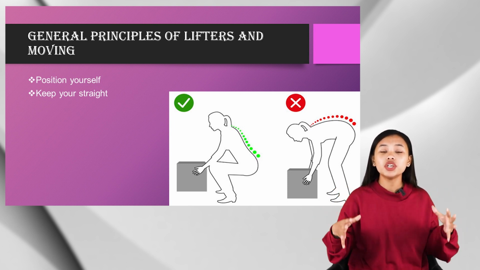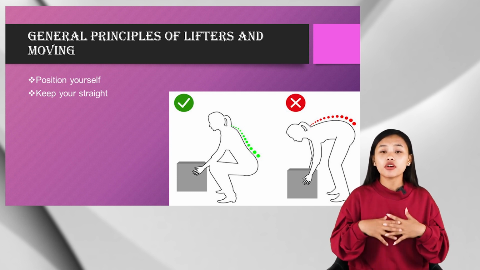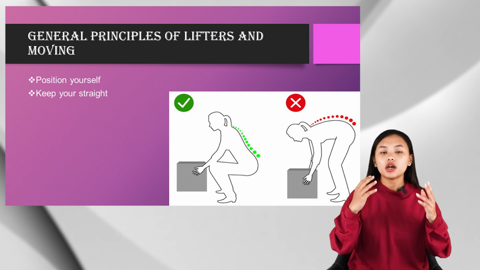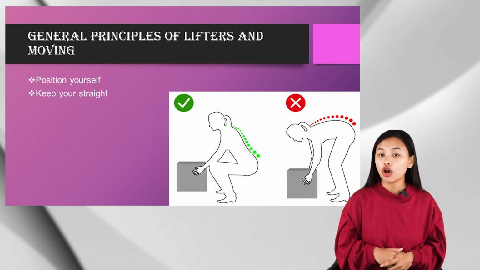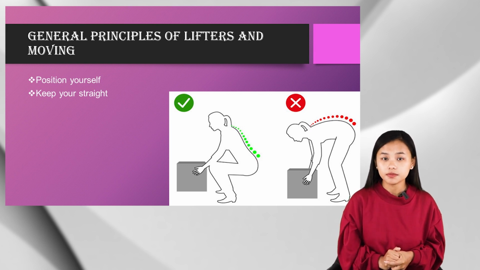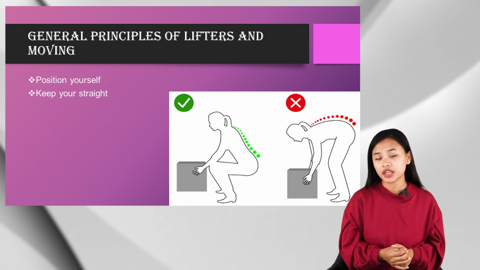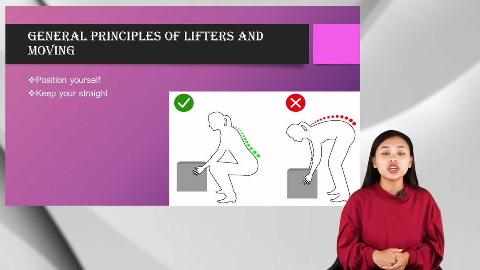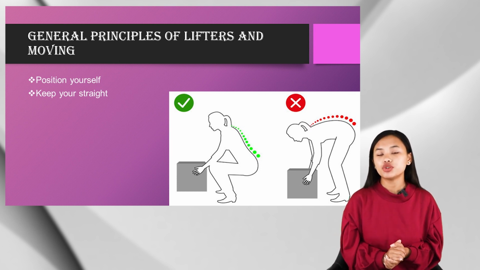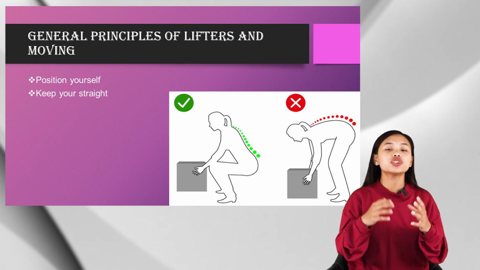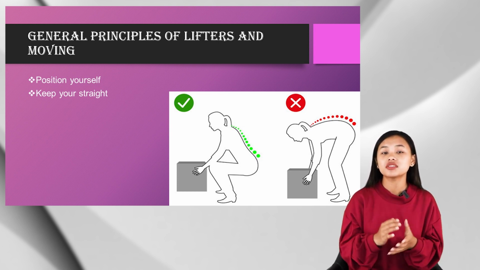Whenever you need to lift any object from the floor, instead of directly bending, you can flex your hips and your knees so that you will be able to lift the object without any problem. And the second one is to keep your back straight. Whenever you are lifting any object, you must keep your back straight because by doing this, it helps to maintain an even pressure on the bones and the spinal column, which will ultimately reduce the chances of injury.